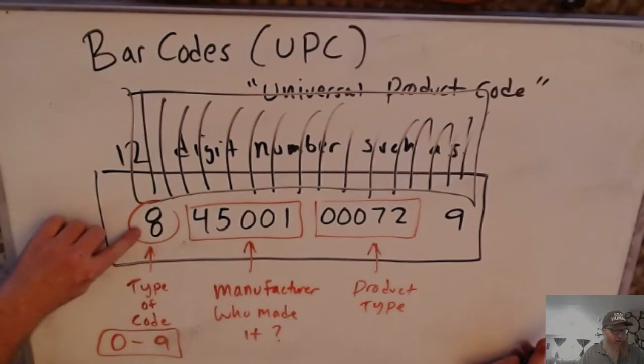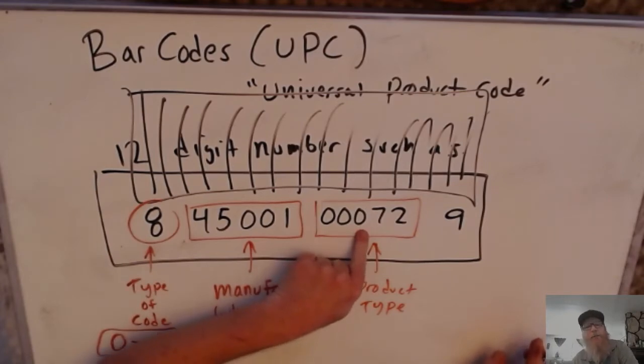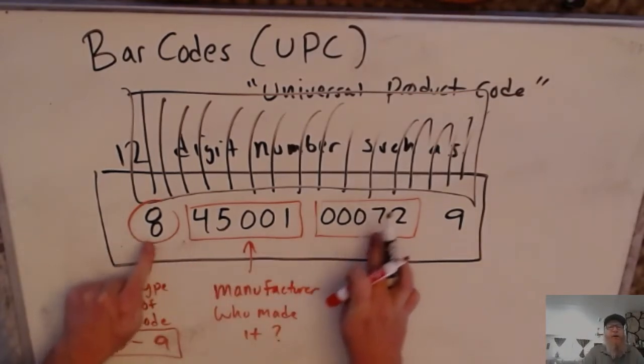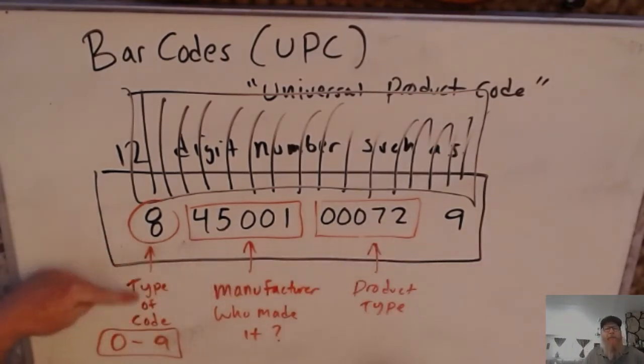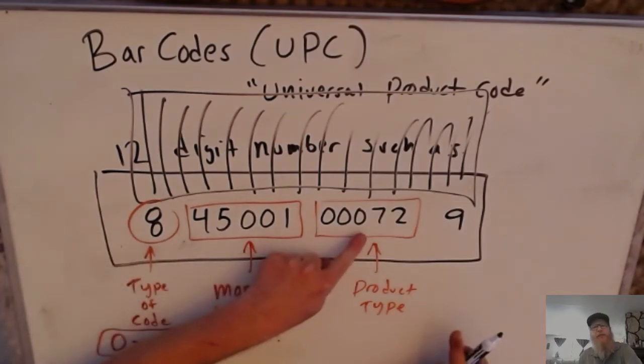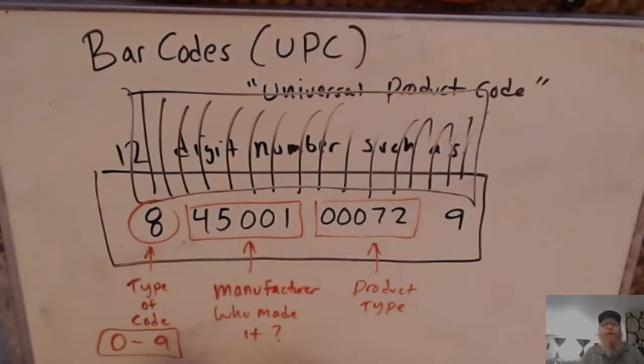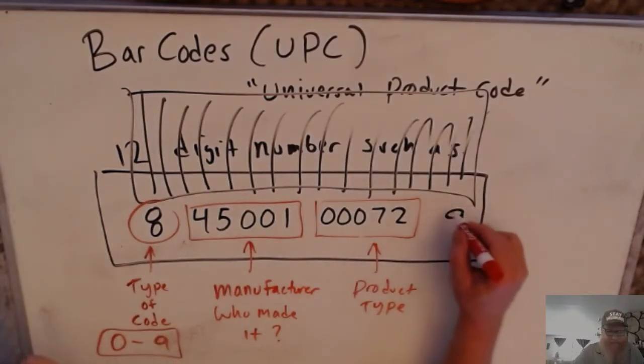There's another one. I think if it's a 9, it's a book or something. So you know it's a book. But then this will tell you exactly which book it is. So these 2 codes kind of go together. This tells you what type of code it is, and then this tells you the type of product. Is it mac and cheese? What is it? Now, the most important digit is the last digit.